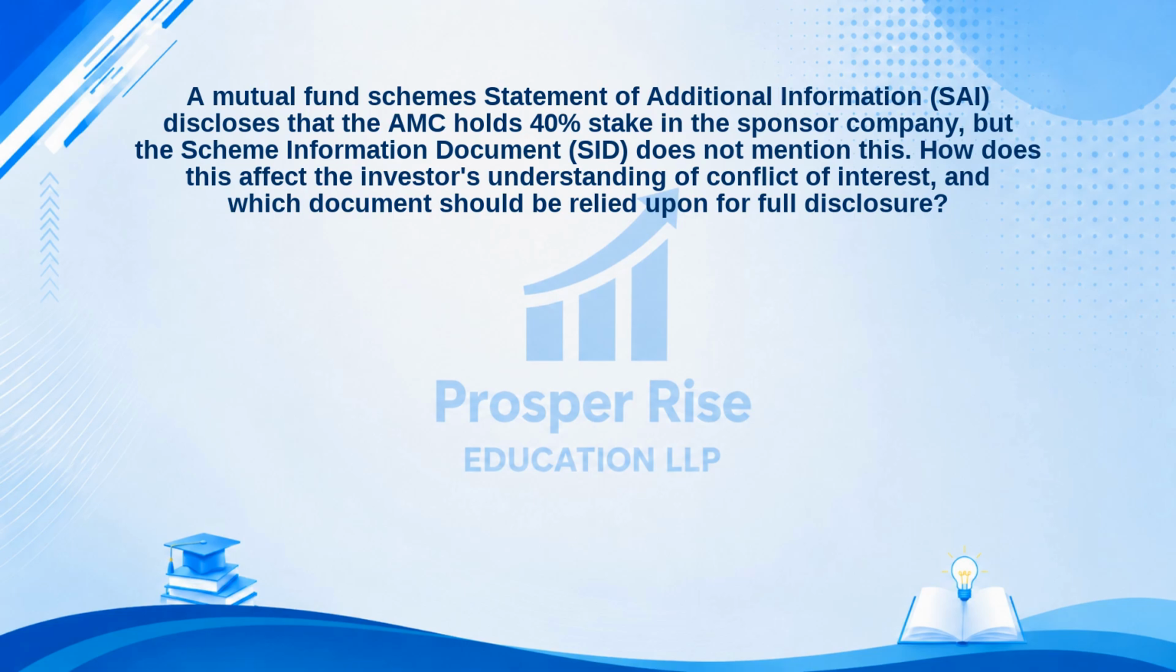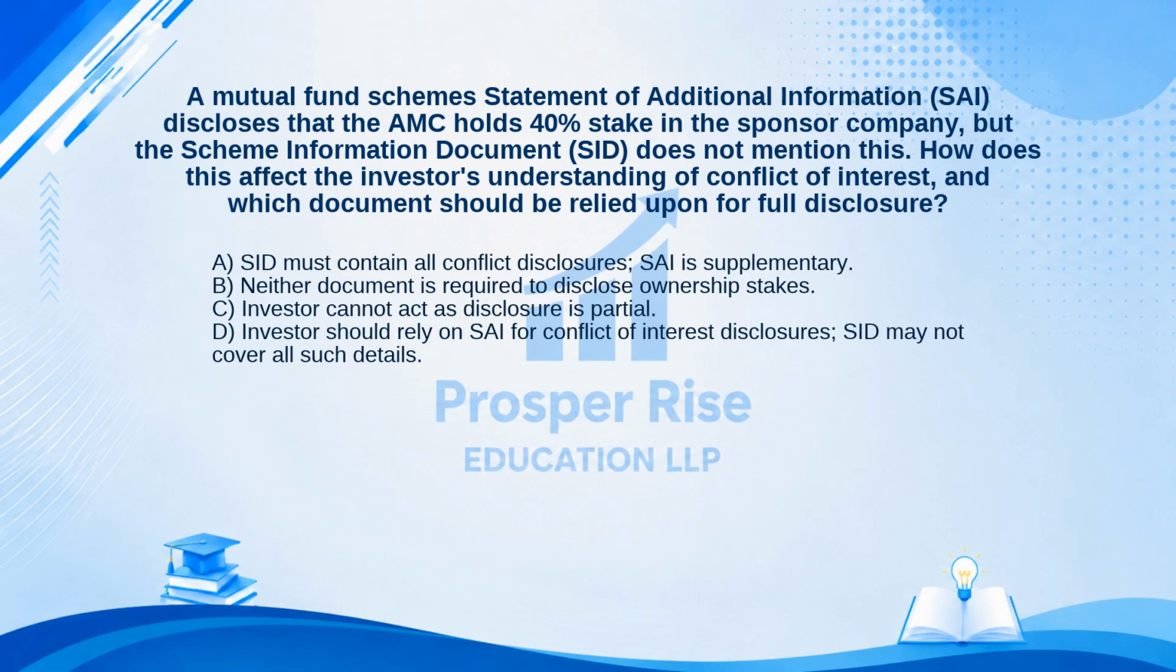A mutual fund scheme's Statement of Additional Information (SAI) discloses that the AMC holds 40% stake in the sponsor company, but the Scheme Information Document (SID) does not mention this. How does this affect the investor's understanding of conflict of interest, and which document should be relied upon for full disclosure? Here are your options.